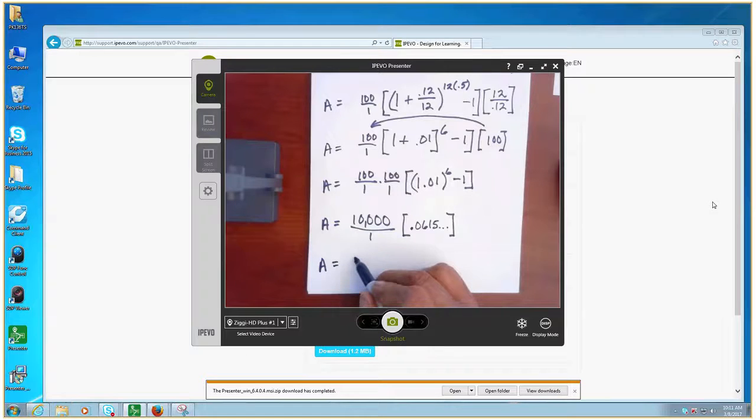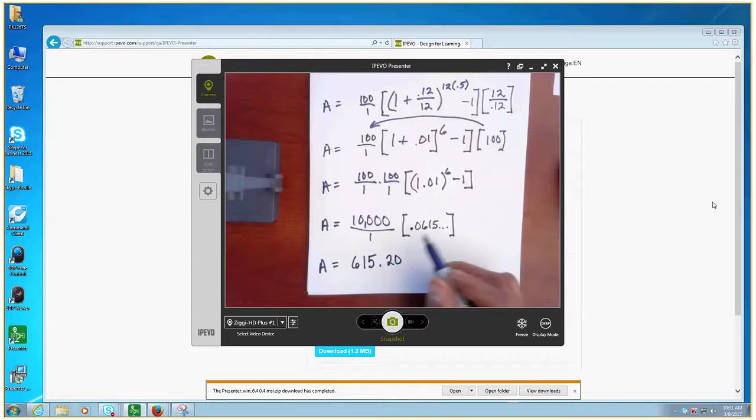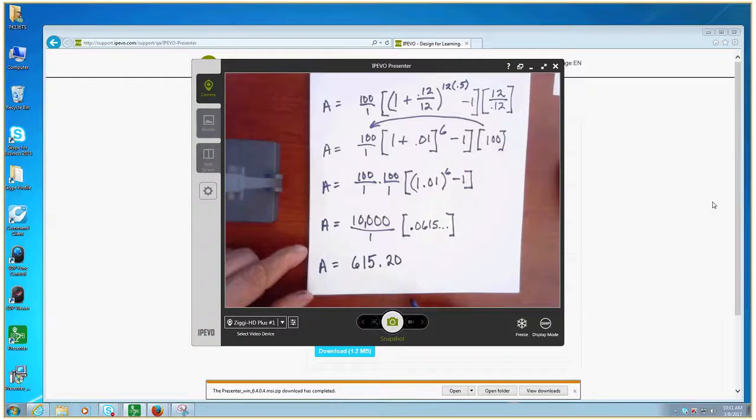$615.20. So after 6 months he or she gained $15. That doesn't seem like much. No, it doesn't. But you're not supposed to leave money in a savings account or an IRA for just 6 months. Right. You're supposed to leave it in there for like 100 years.